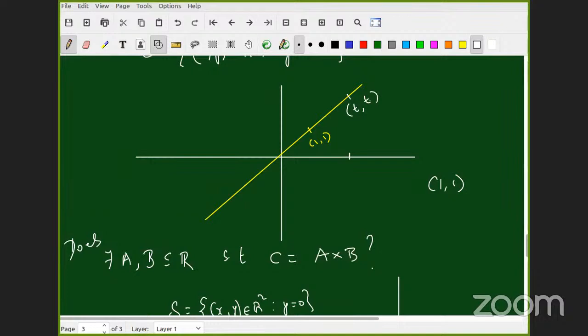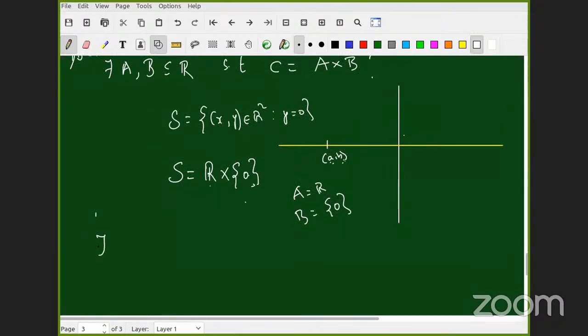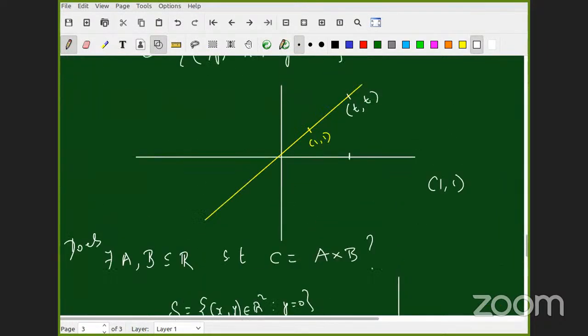Intuitively, what we are trying to tell is some reasoning. It is difficult to find. There is a problem. You can't find it, so that A, B does not exist. The answer is no. That means I can't find A, B subsets of R such that C equals A cross B. Of course, I have to prove it, but that's the intuitive reason. Have you understood the reason? If you have understood the reason, say yes, otherwise say no.